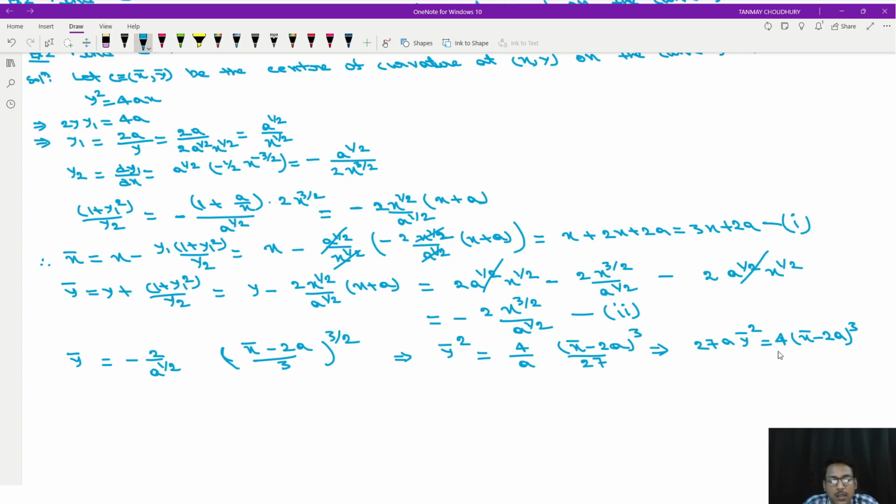So this is the relation between the coordinates of the center of curvature. Therefore the locus of x bar, y bar, denoting by capital letters, is 27 a Y square is equal to 4 times X minus 2a whole cube. So this is our evolute of the given curve. Thus the problem is solved.